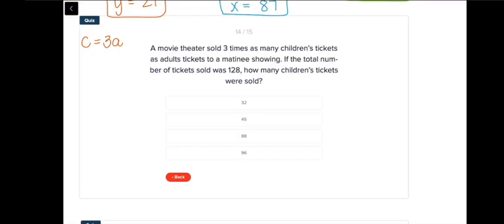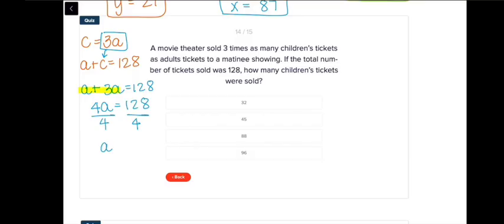Now it says that in total, a combination of children's and adults, we sold a total of 128 tickets. We can use substitution here and substitute this for C. So our new equation will be A plus 3A is equal to 128. We can combine like terms and get that 4A equals 128. We divide by 4 on both sides. It turns out that A is equal to 128 divided by 4. 4 fits into 12 3 times, and 4 fits into 8 2 times. So the total number of adult tickets sold was 32 tickets.